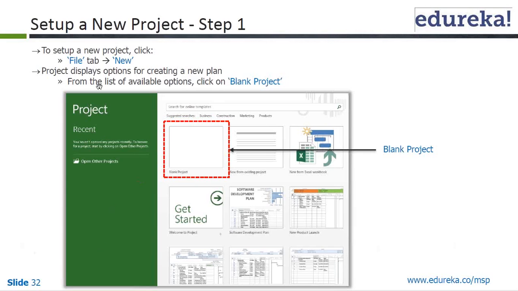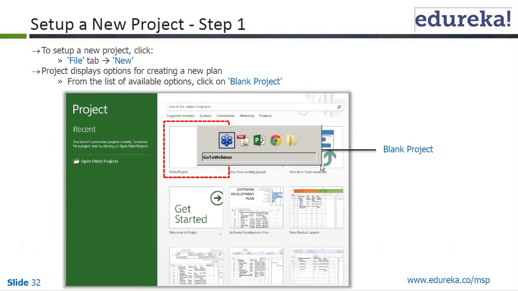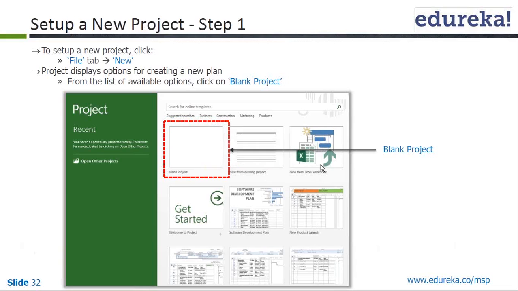I'm going to say File, New, and from the list of available options, click on Blank Project. You may have so many options. You can create a blank project, you can create from an existing project, you can create new from an Excel workbook, etc. So we'll go to the tool right now.